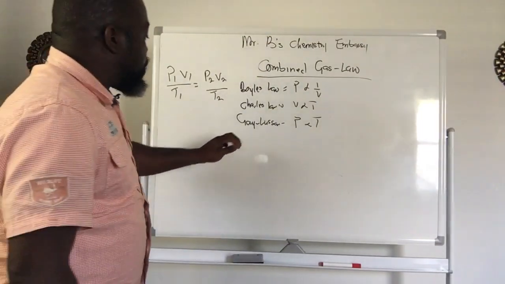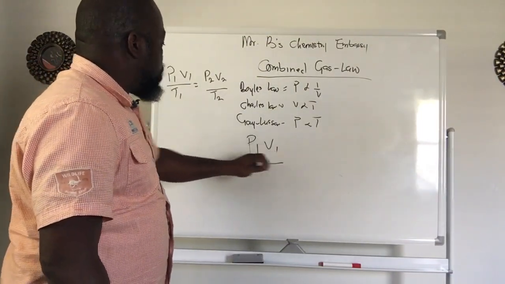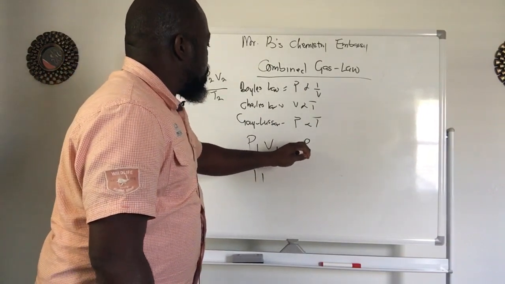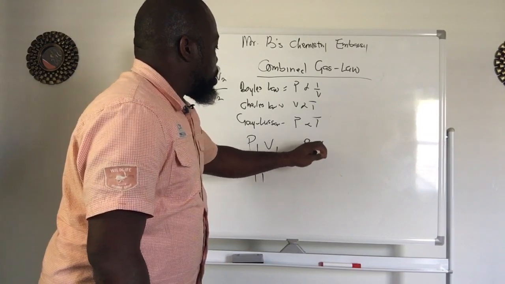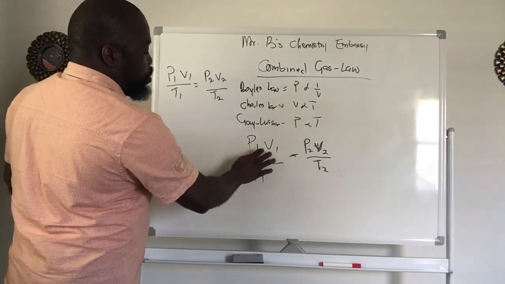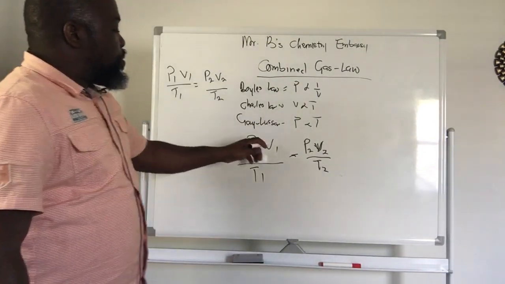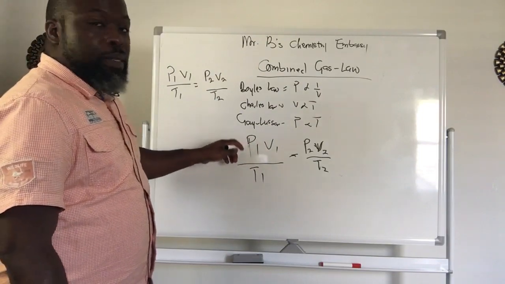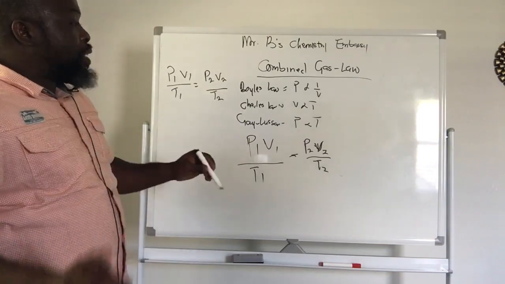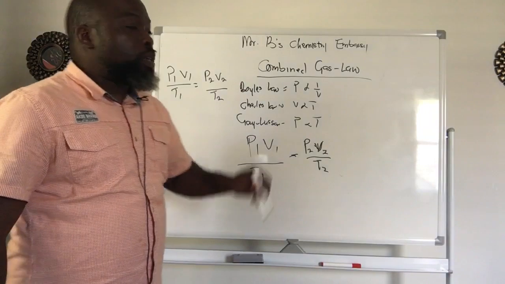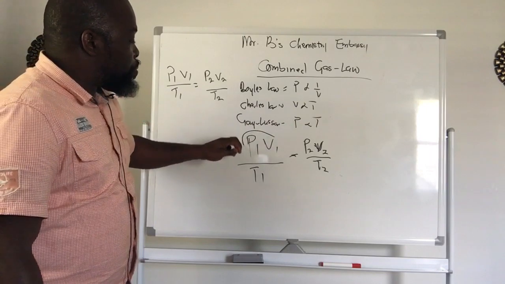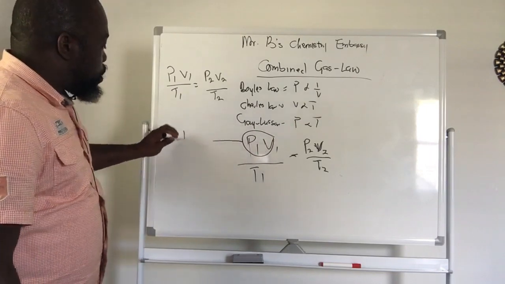So this is the combined gas law: P1 V1 divided by T1 equals P2 V2 divided by T2. Let's pay close attention to the left hand side. P1 V1 T1. P represents pressure, V represents volume, and T represents temperature. Now, Boyle's law deals with what? Pressure and volume. So when you look up here, you see pressure and volume. So this would be my Boyle's law.